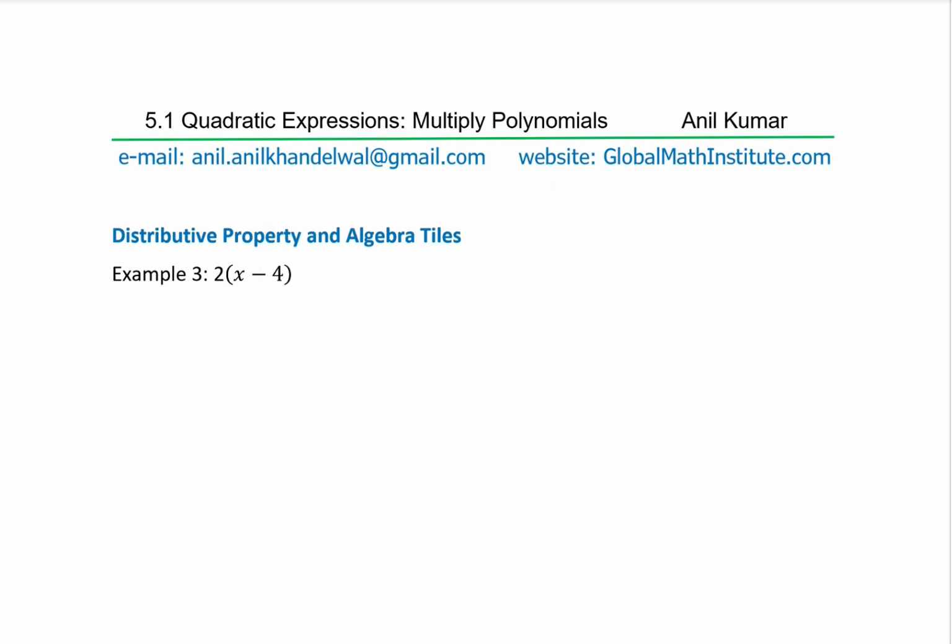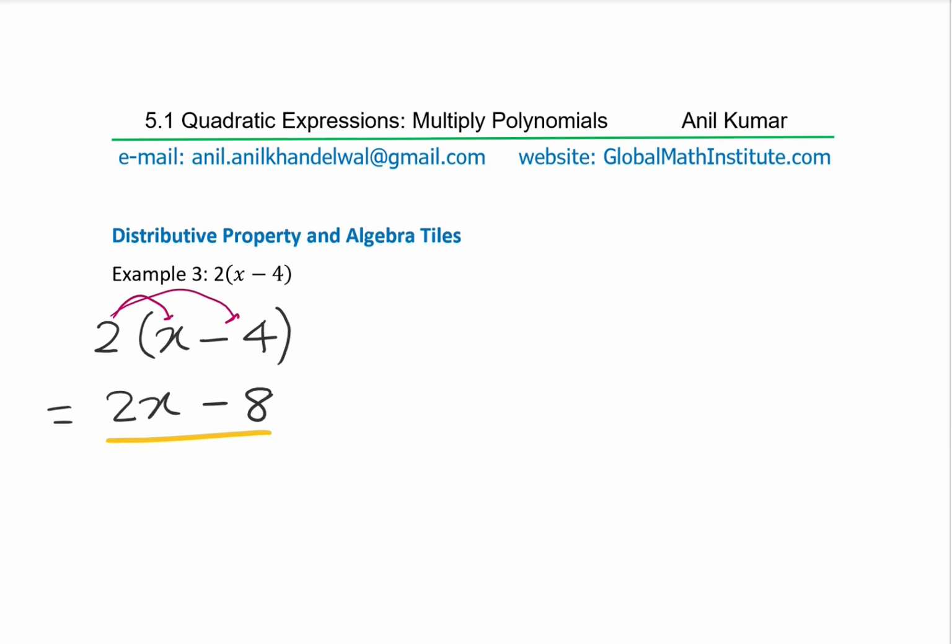Now this example is kind of typical, so let's have a closer look. We have 2 times x minus 4. So this time we are taking away something. Well, the distributive property is straightforward. We can multiply by 2. And when you do so, what you get is 2x minus 8. No problems on this. How do we use the model? That is a big question.